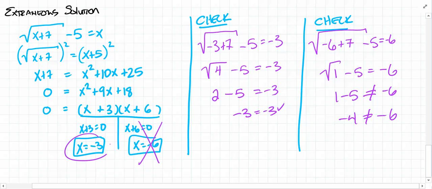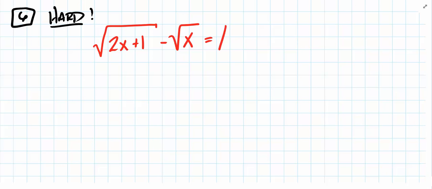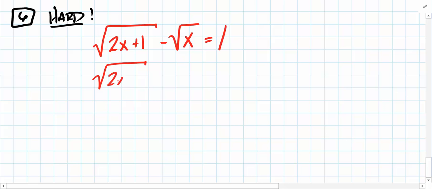Okay, hard, challenging example. Here we go. The square root of 2x plus 1 minus the square root of x is equal to 1. Whew. Okay, so here we go. Let's get the complicated radical by itself. So I'm going to have the square root of 2x plus 1 is going to be equal to 1 plus the square root of x. So I move that square root of x to the right-hand side. Is it okay with that part?